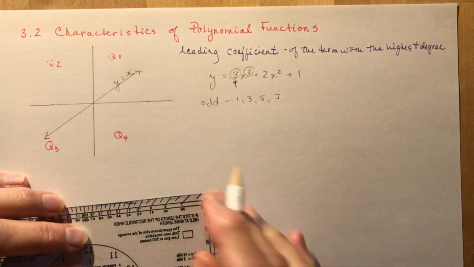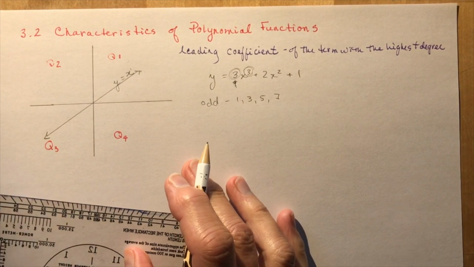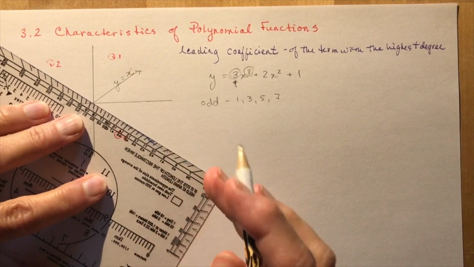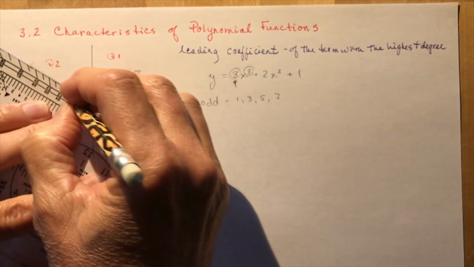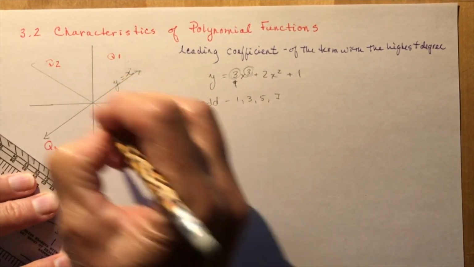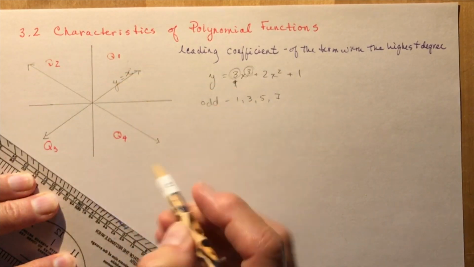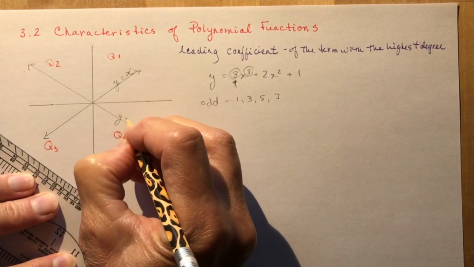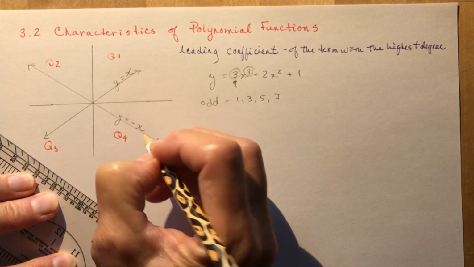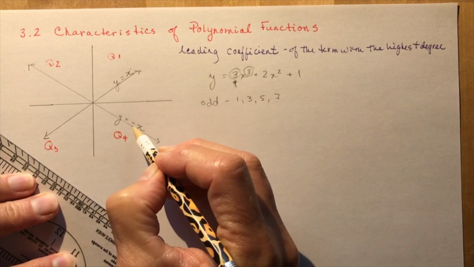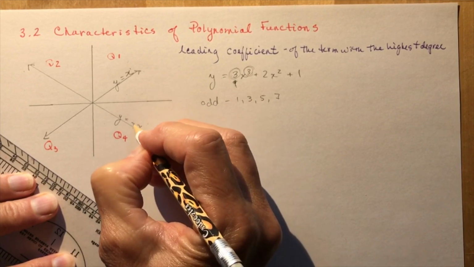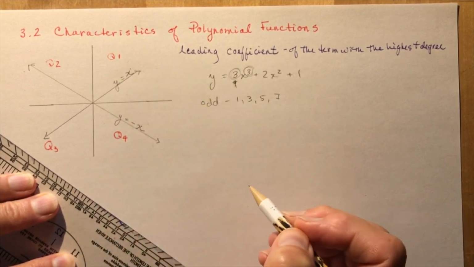Okay? Now, if it had a negative leading coefficient, then it would be going this way, right? This would be a negative leading coefficient. And it's going from quadrant 2 to quadrant 4. So this would be like y equals negative x. So the degree is 1. It has a negative leading coefficient. Okay, so this is your negative leading coefficient, positive leading coefficient.